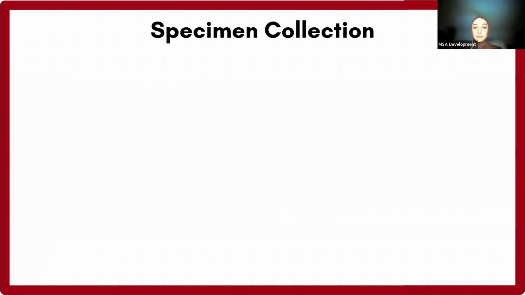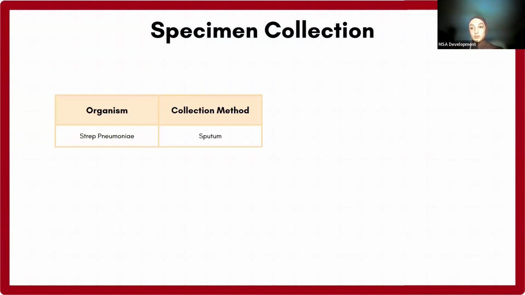Now, when you get the opportunity for a specimen collection, there are multiple specimen collection methods for different types of organisms, okay? So you have strep pneumo, and the main collection method is by sputum. Keep that in mind, okay? How do we do that? We start by preparing the container.